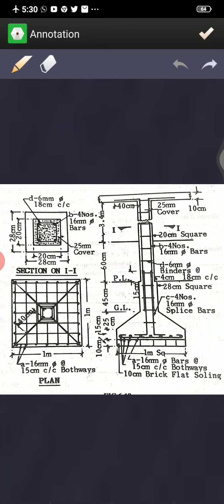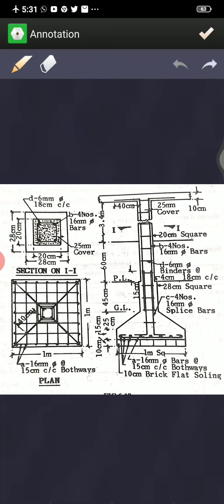Now the vertical column bar is going to run from here. This vertical column bar is going to get tied with the splice bar. From the plinth it goes to the slab, and into the slab it is bent like this. So 2 centimeter it is going into the slab, then it has a bend of 40 centimeter. With these details you are supposed to go for the determination of bars.